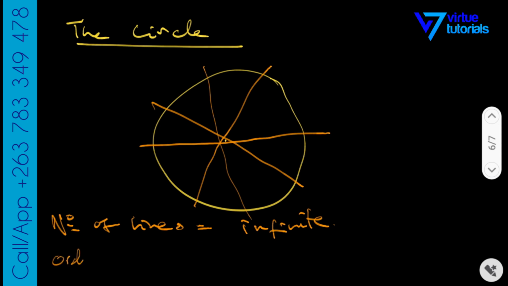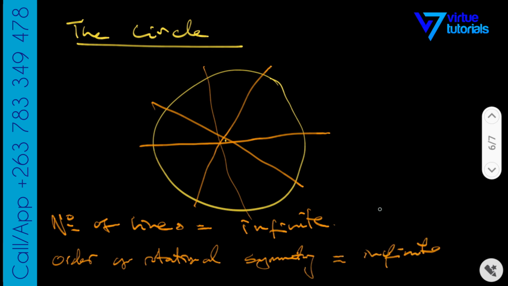What about the order of rotational symmetry? If I roll the circle, it still looks the same, no matter what I do. So the order of rotational symmetry of a circle is also infinite, because if I roll the circle, it will look the same no matter what. So the order of rotational symmetry is also infinite.